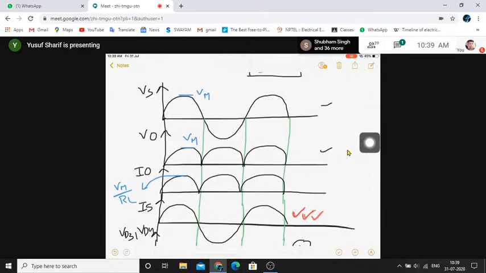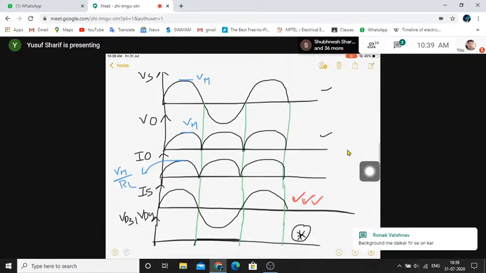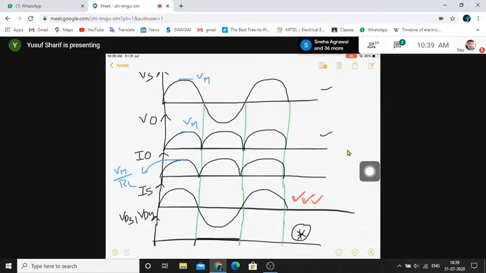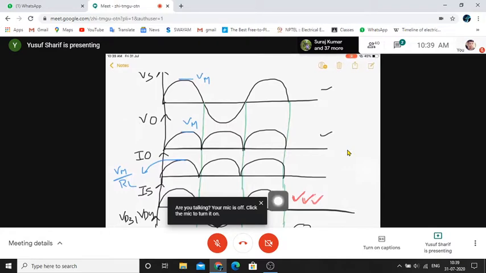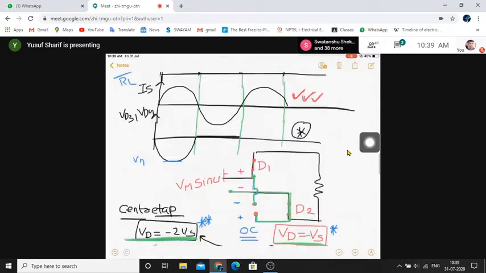This is the output voltage waveform, output current waveform, and input current. Input current was sinusoidal again here. Unlike your pulsating DC, that is unidirectional current that we have seen in the half wave rectifier, we are having a sinusoidal current similar to that of your center tap configuration. And this is nothing but the voltage across the diode. So this is for the positive half I have drawn.